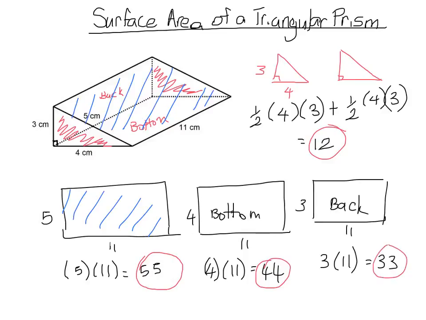And again, remember that surface area is just the sum of all the areas. So we're going to add that up, and our overall surface area will be 144 centimeters squared.